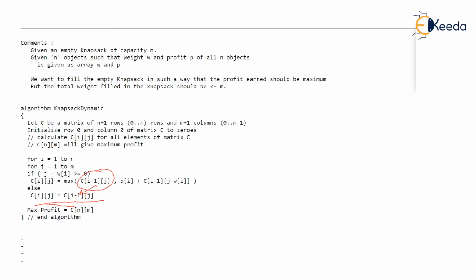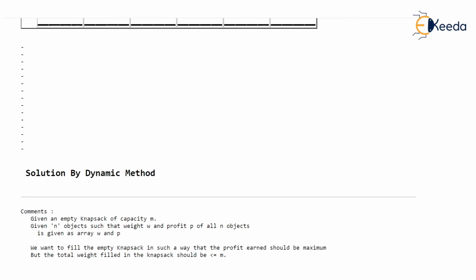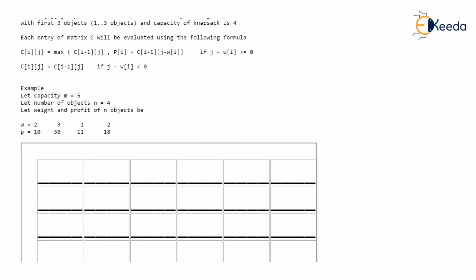And when the nested for loop ends, we just have to print the maximum profit. And maximum profit is given by the last row and last column, the cornermost element, which is C n m. Before I close the discussion, I would like to talk about the formula again. What is the formula saying?